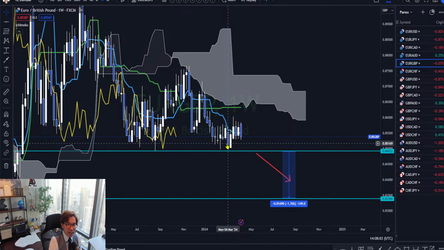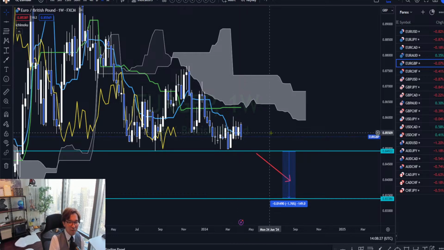waiting for the breakout of the support level of 0.8492, so that once it breaks, the target will be 149 pips down, which is 0.8338, but it didn't happen yet. And so far it's been ranging, so we have no idea when the market breaks the support.